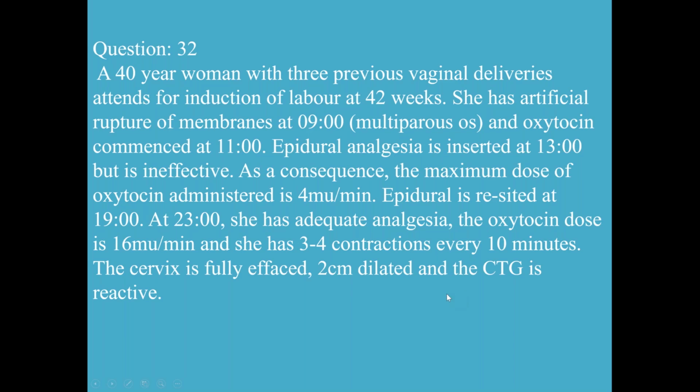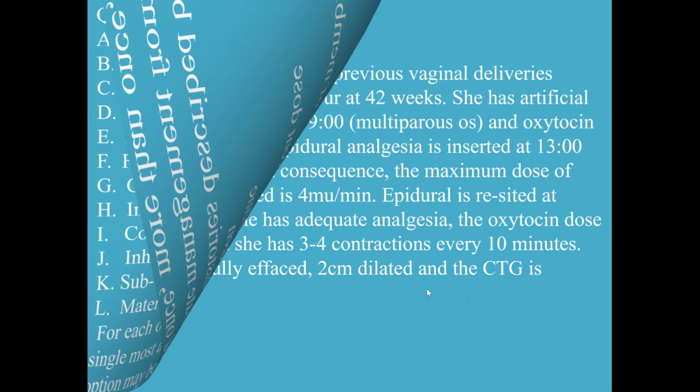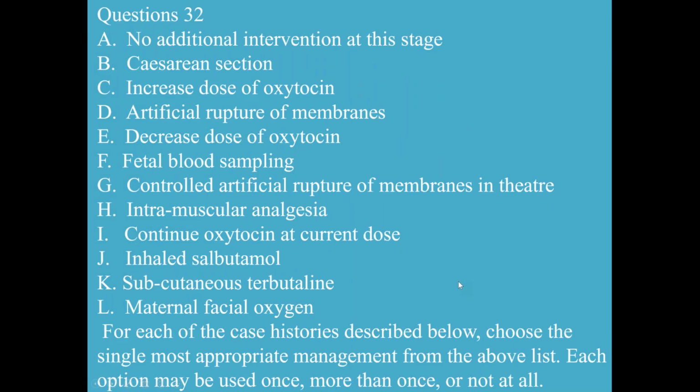So it seems she has very slow progression in dilatation, only 2 cm, and she has 3 to 4 contractions per 10 minutes and full effacement. So what's the best next step?